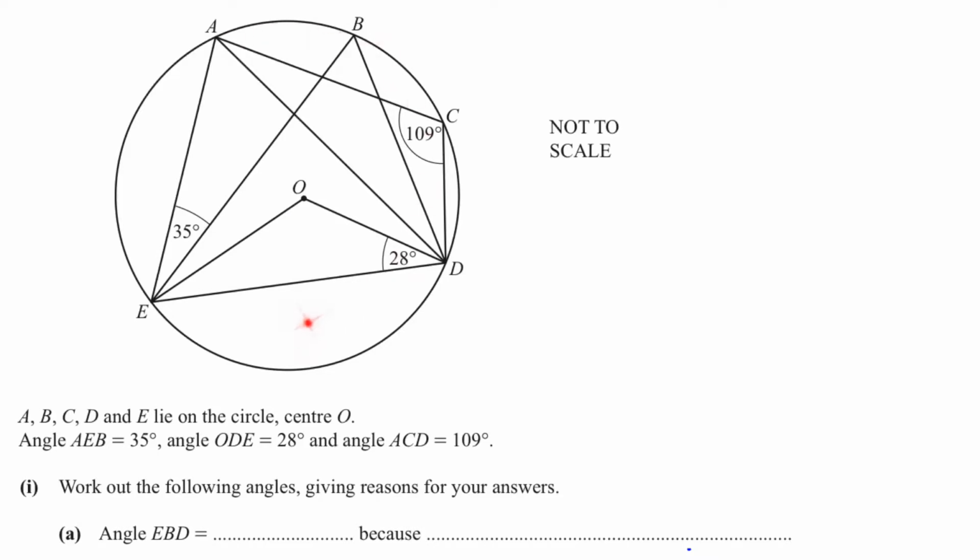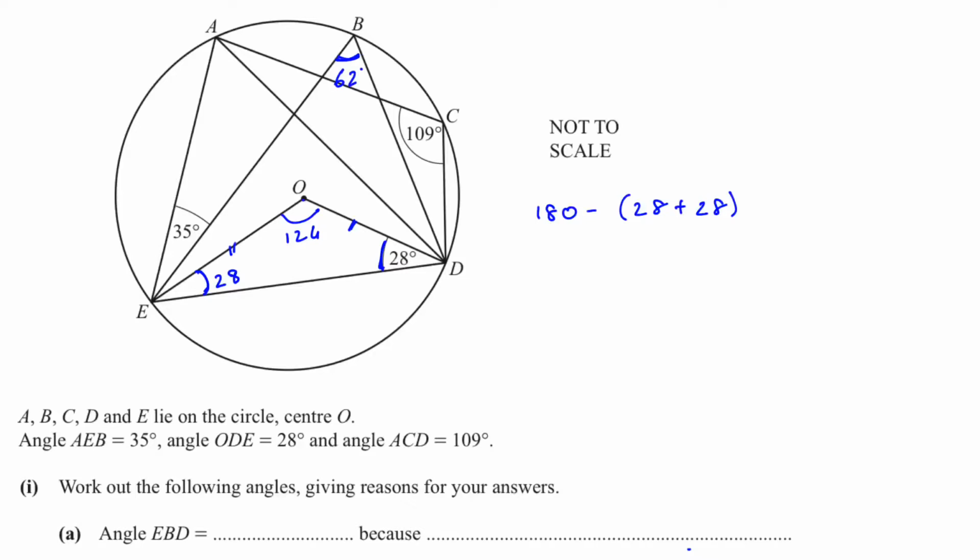This is a circle theorem question, and we have been given 3 angles. We have to work out the following angles and give reasons for the answers. Angle EBD. This is a radius, this is the center, so this is the radius and this is the radius. It means it's an isosceles triangle. The two sides are equal. Therefore, the angle will be the same as this angle. To find the third angle, you have to do 180 minus 28 plus 28, which will give you 124. The angle at the circumference is half the angle at the center. So if this is 124, this will be 124 divided by 2, which is 62.